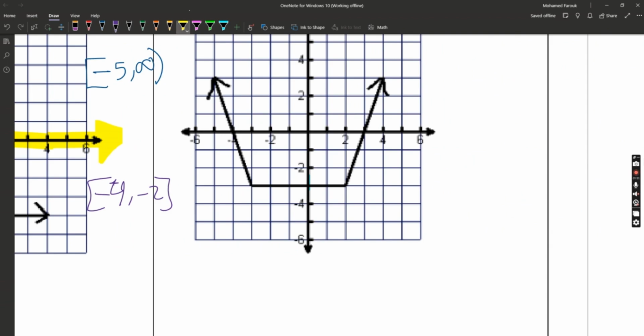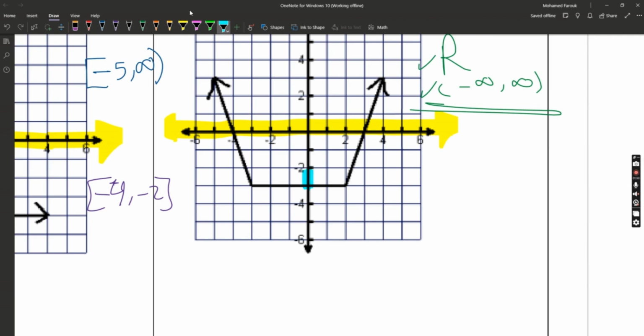Okay, this one, be careful about the arrows. For the domain, it goes all of the way in this direction to -infinity and this direction to infinity. So your domain is all real numbers, or you can write it as -infinity and infinity. Any one of them works for us. So let's get the range. The range starts exactly at -3, goes all the way up. We have an arrow, so it will go to infinity. So your range starts at -3, goes all the way to infinity. -3 is a square bracket, infinity is a round bracket.